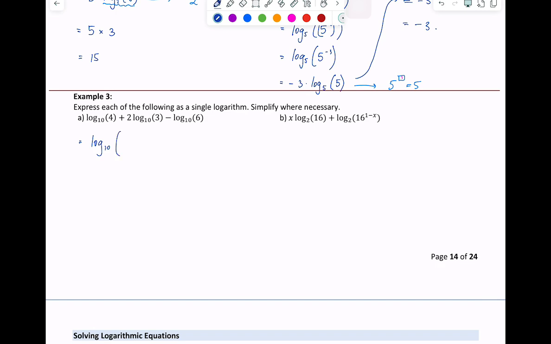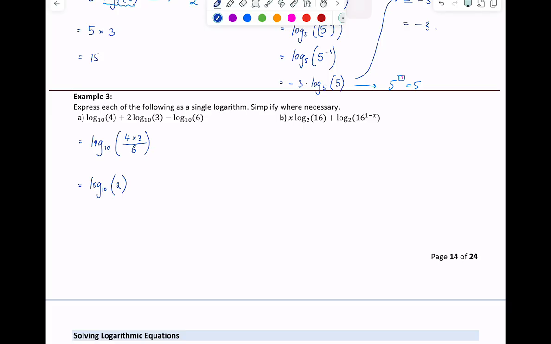Log base 10, if we are adding, then we multiply, so 4 times 3. And if we are subtracting a log, we'll divide. So we'll divide everything by 6. We're going to simplify. 4 times 3 is 12. 12 divided by 6 is 2. And we have log base 10 of 2.